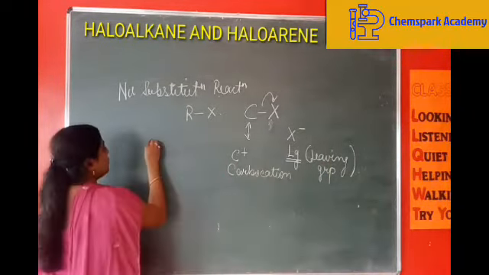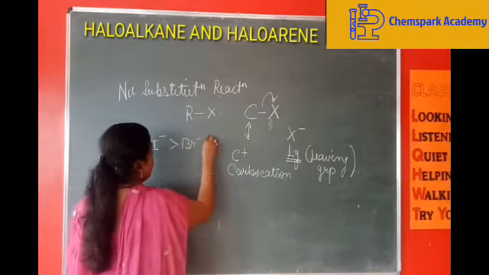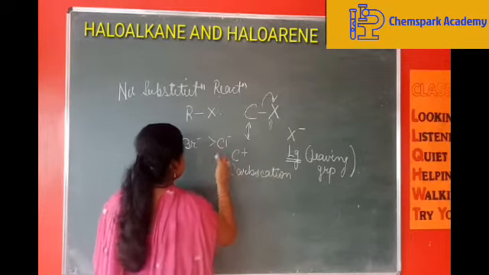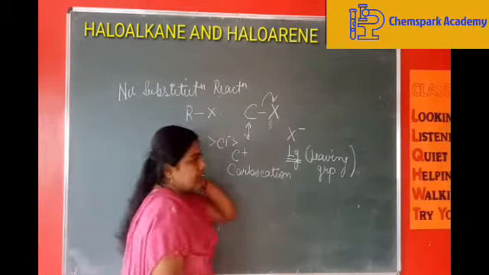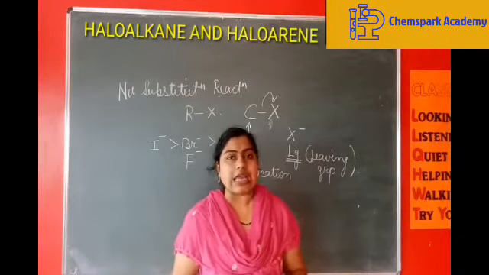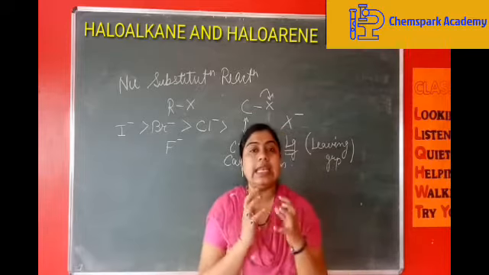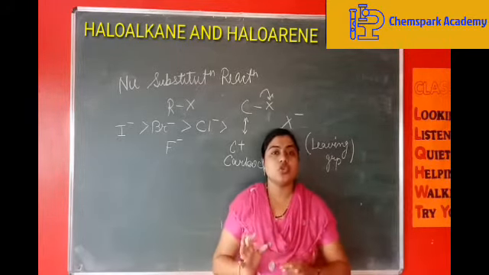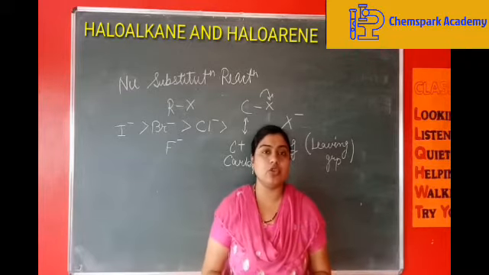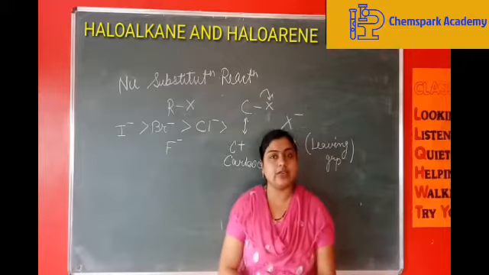The sequence of leaving groups in halogens is I minus, Br minus, Cl minus, followed by F minus. That is, the C-I bond is very less stable. Hence, it can be easily broken. So, I minus would serve as a very good leaving group.